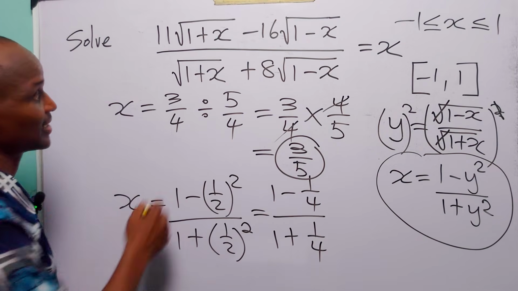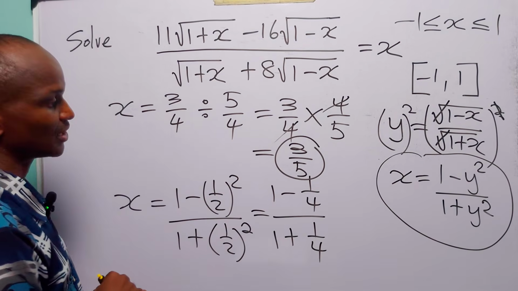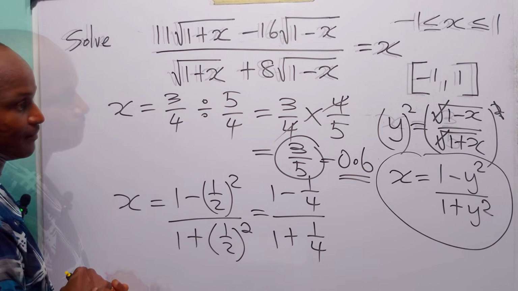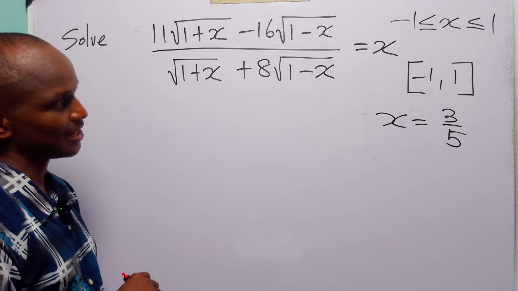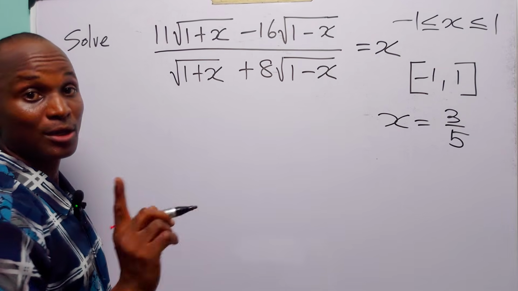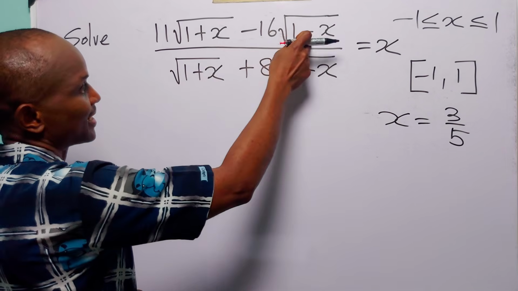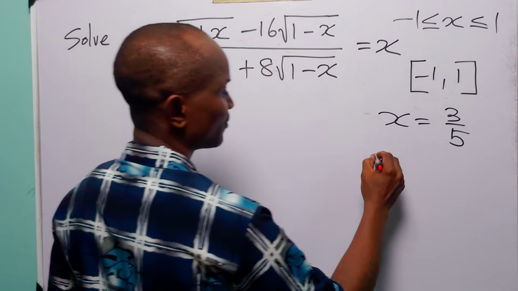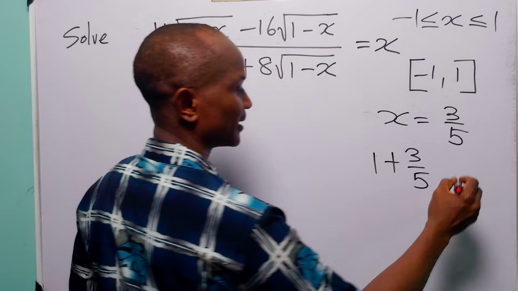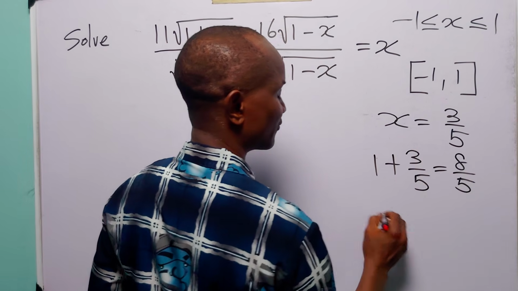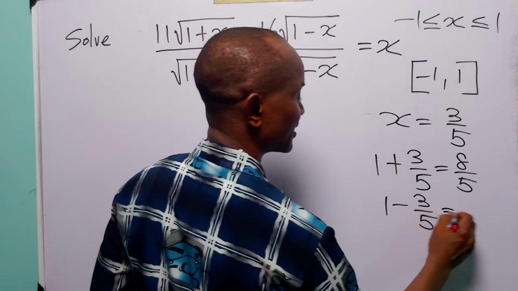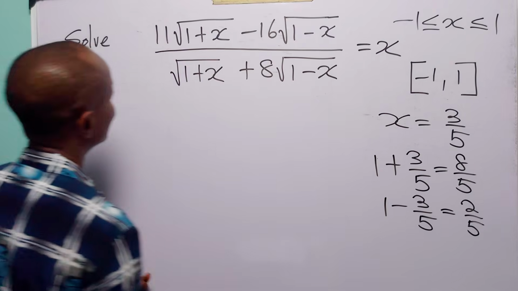So this is the value of x that satisfies this radical equation. This is 0.6 in decimal. Now you can see that the value of x that we calculated lies within the required range. But let us check our answer. Before that, let us calculate the value of 1 plus x and 1 minus x. We have 1 plus 3 over 5. 5 times 1 is 5 plus 3. This is 8 over 5. 1 minus 3 over 5. 5 times 1 is 5 minus 3. This is 2 over 5.